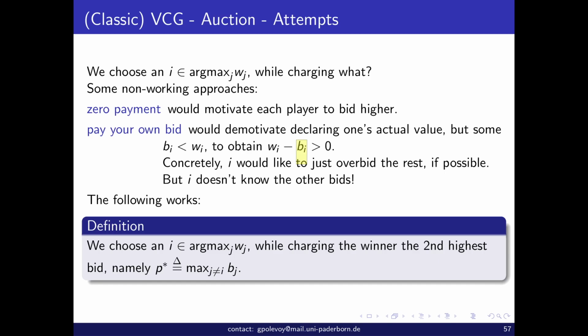So what will actually work, as we now see, is the following. We need to choose the optimum. That's what we want. The mechanism chooses an option which optimizes the total value. In this case, the total value is the value of the winner. So we need to choose a player with the optimum value. Here we are not free. There is no freedom. Now we charge the winner with the second highest bid. So the losers do not pay anything.